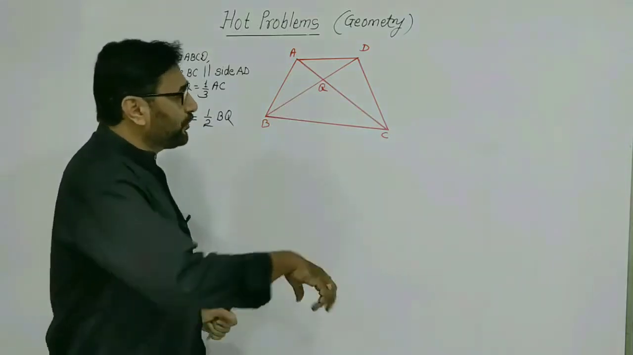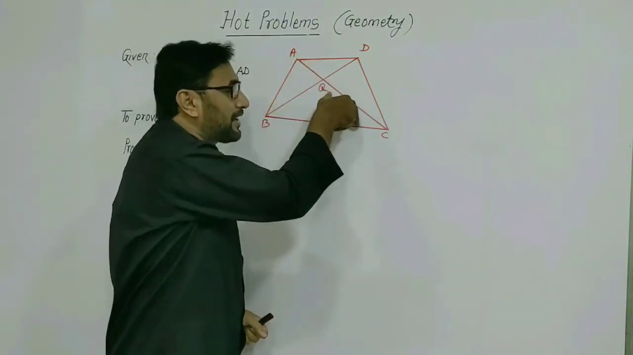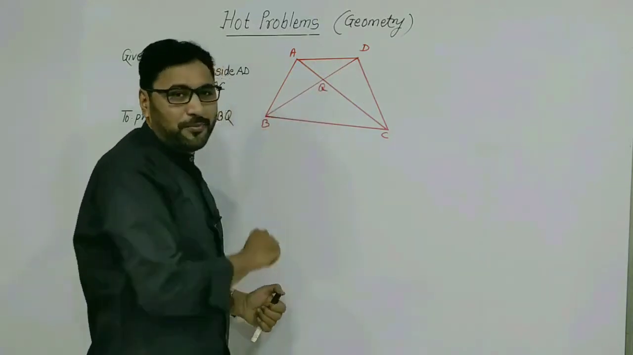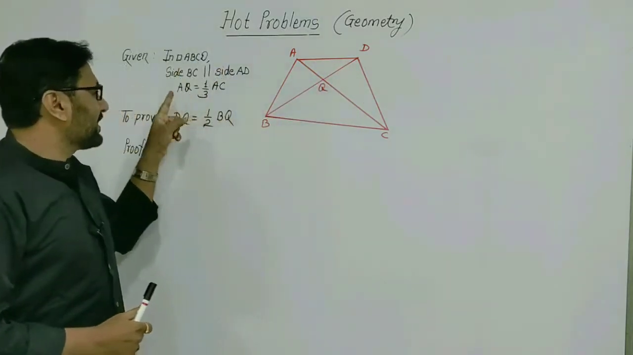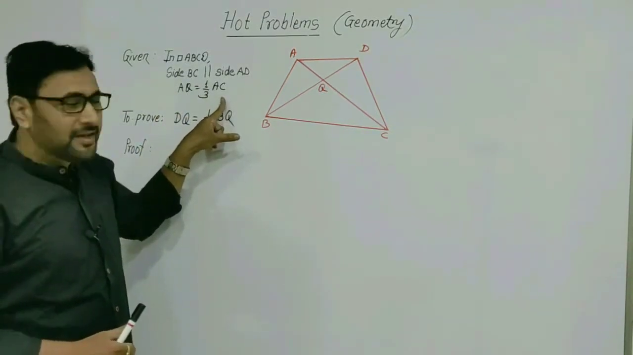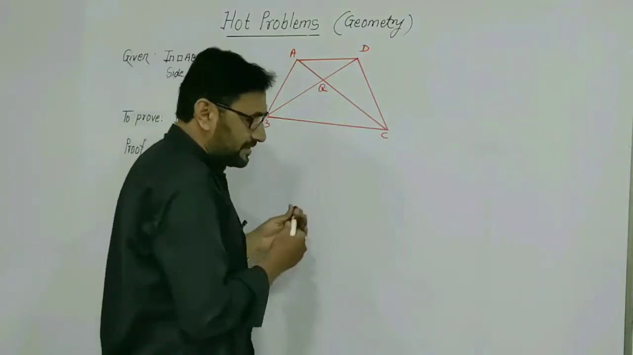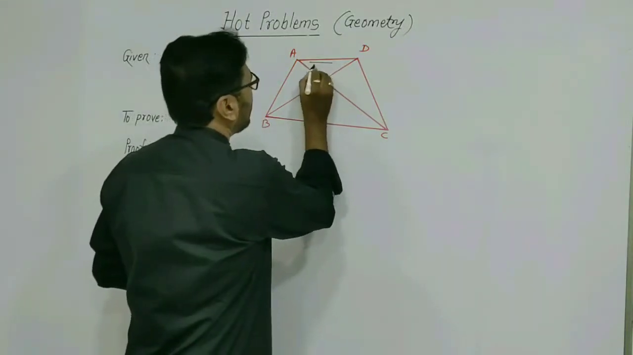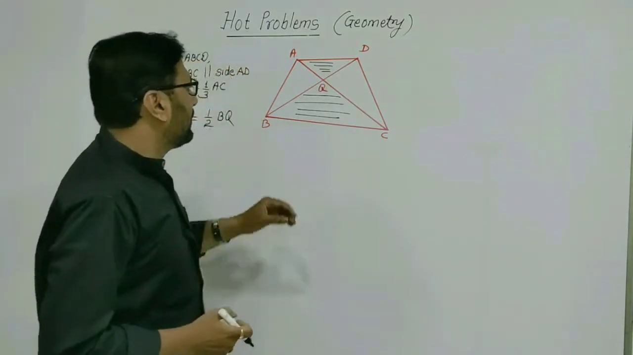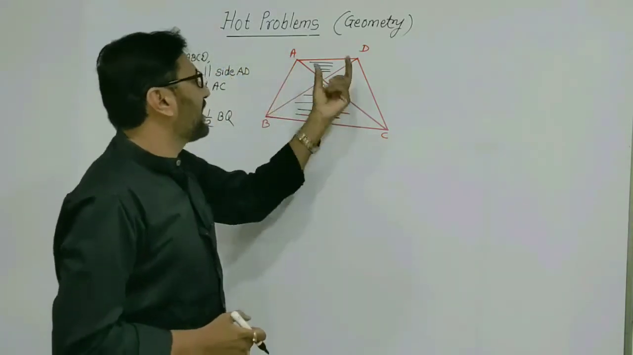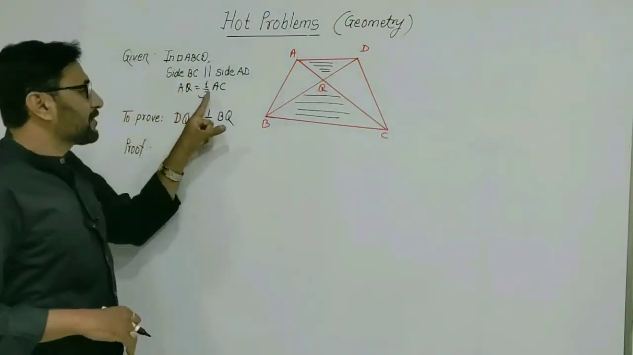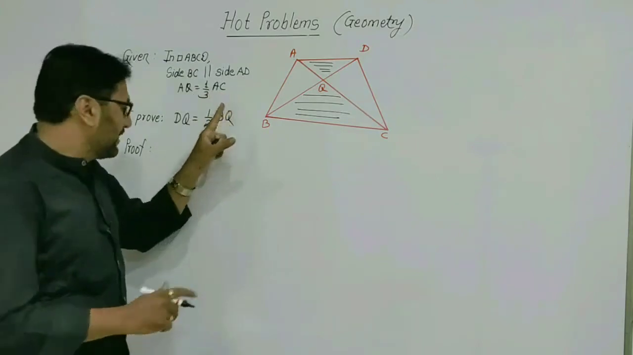Students, if you know the relation between AQ and QC, then definitely you can prove DQ is equal to half of BQ. But in this case, they have given the relation between AQ and AC. If you prove these two triangles similar, you'll be able to find the relation between AQ, QC and DQ, BQ. But before that, AQ is equal to 1/3 of AC.